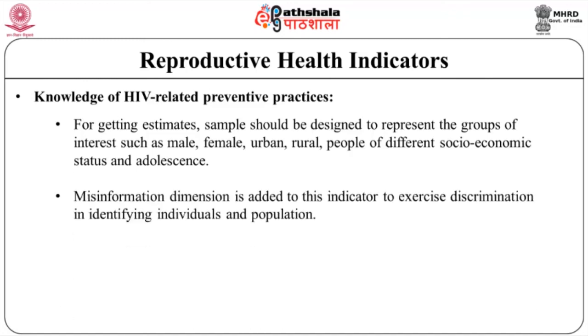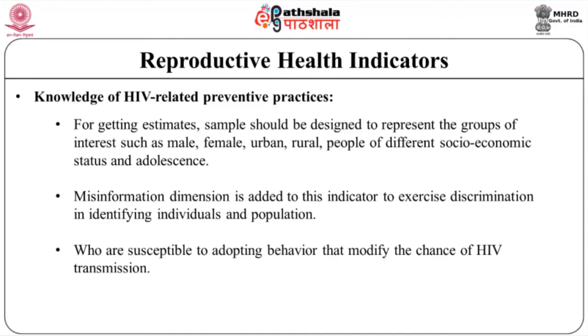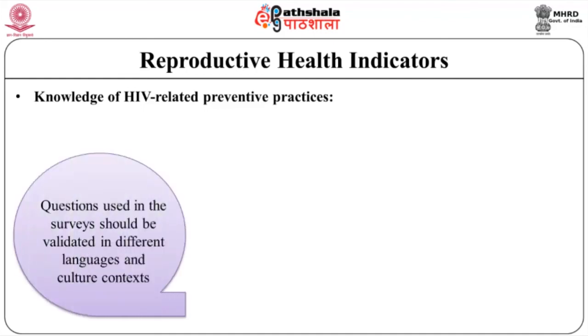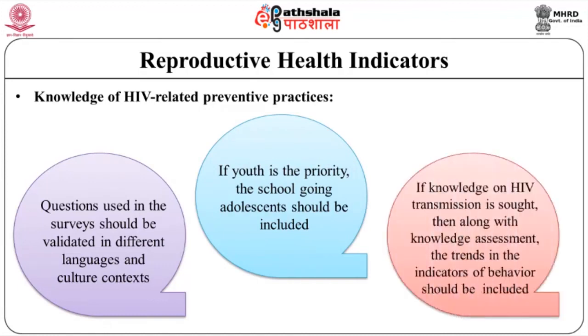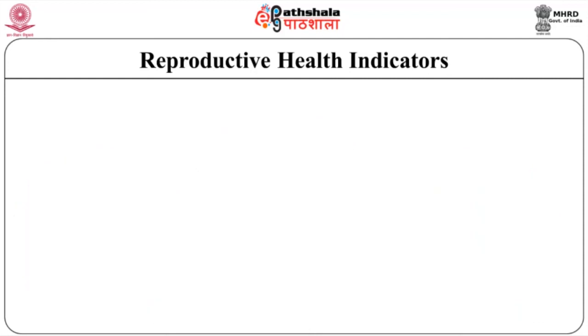A misinformation dimension is added to this indicator to improve discrimination in identifying individuals and populations who are susceptible to adopting behavior that modifies the chance of HIV transmission. Questions used in the survey should be validated in different language and cultural contexts. If youth is the priority, school-going adolescents should be included if knowledge on HIV transmission is sought. Then, along with the knowledge assessment, the trend in the indicators of behavior should be included according to WHO.